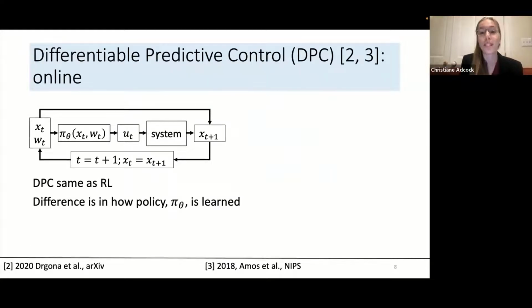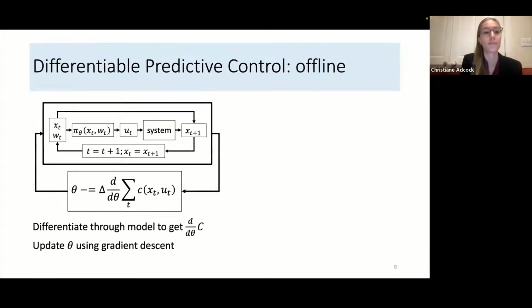Now getting to differentiable predictive control, or DPC, online is the same as reinforcement learning. The difference is in how that policy, pi theta, is learned. And pi theta here we're going to take to be a neural network. So offline during the training phase, you have that same inner block I just showed, where you iterate over your time steps and apply your policy repeatedly. Once you've done this for one batch of training data, you then sum up your costs of all of those state action pairs. So basically you're summing up how much power you produced at every time step.